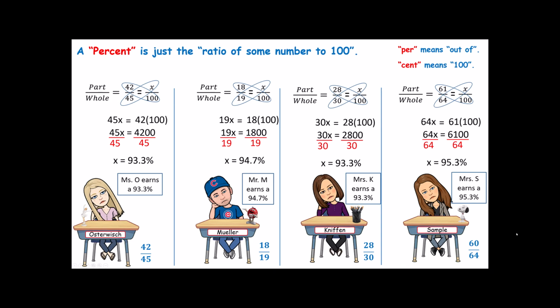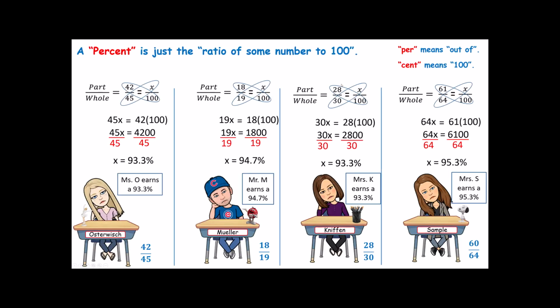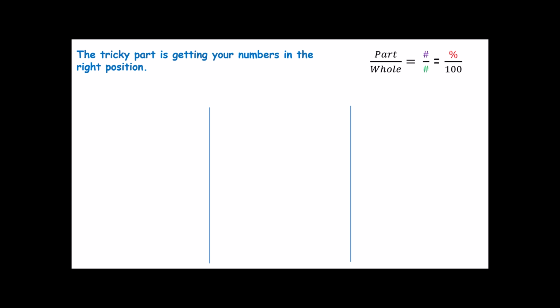Now, the idea here is just this idea of realizing that we can represent these as something out of 100. And there are a lot of different types of problems that we're going to talk about over the next several lessons that show where this might be useful. The trickiest part of working with percent problems, though, is the same thing that was difficult with working with proportions. That is, getting our numbers into the right position. So we're going to focus this particular lesson on how to get those numbers in the right spot.